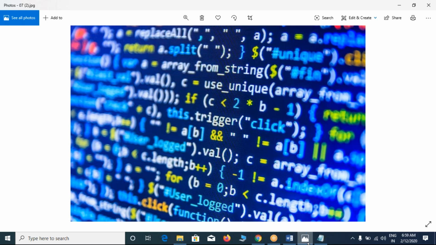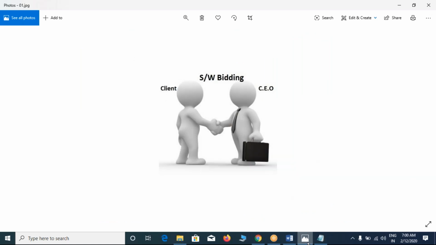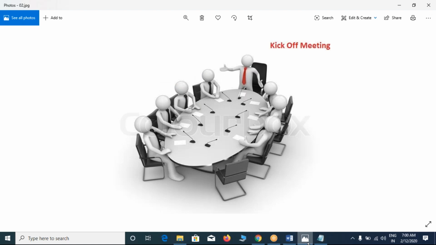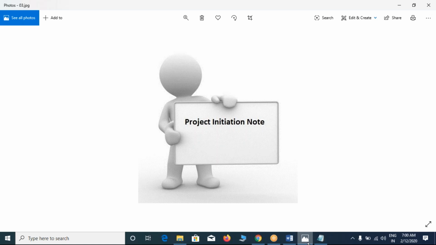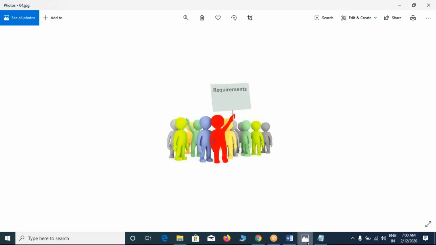So once again, guys, first of all, SDLC starts with software bidding. The CEO goes to the client side and confirms the project. Second phase, kickoff meeting. This meeting is conducted by the CEO to select the project manager. Next, project initiation note, nothing but information note, prepared by the project manager. Next, requirement gathering. The business analyst goes to the client side, collects requirements from the customer, and prepares two documents, BRS and SRS.